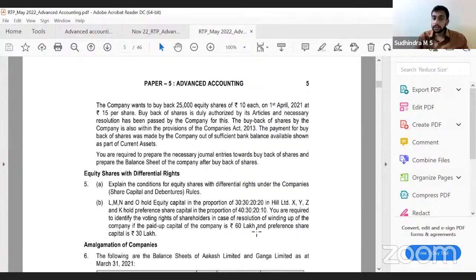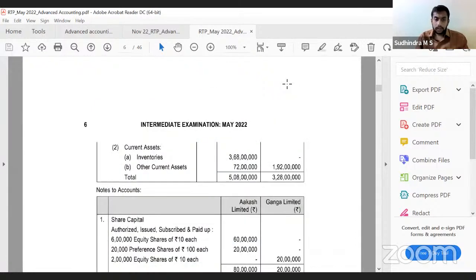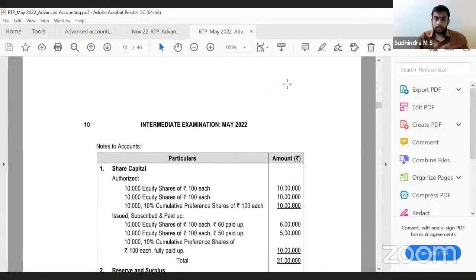Same proportion. Yes, Pawan. Sir, is there any disclosure for a buyback in notes to accounts? Buyback, no disclosure. Yes, sir.